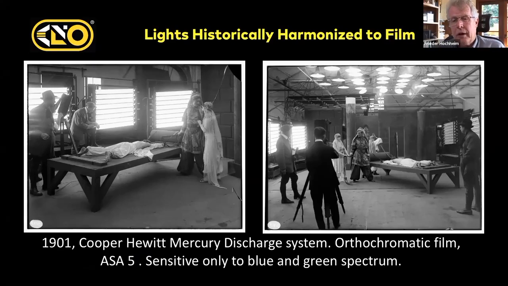You have to think of the film stock at the time. Orthochromatic film was only sensitive to blue and green. Panchromatic had sensitivities to red and the broader spectrum. But since the camera was only sensitive to blue and green, a mercury discharge lamp is only a blue-green spectrum. So it was actually perfectly harmonized to the film stock.